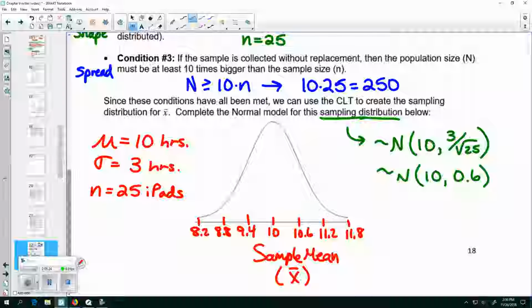And that gives us an idea of what our sample means will look like. So according to our empirical rule, we shouldn't really expect a sample mean less than 8.2 or a sample mean greater than 11.8.